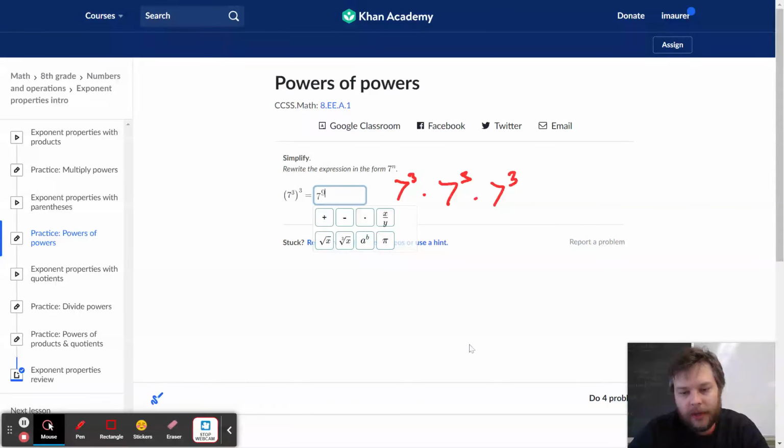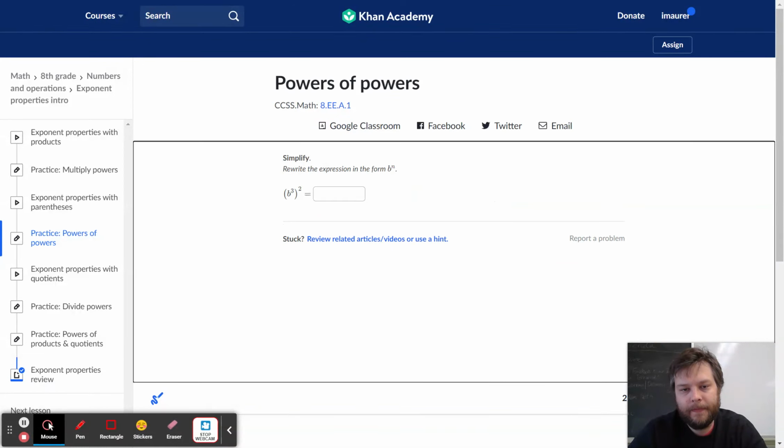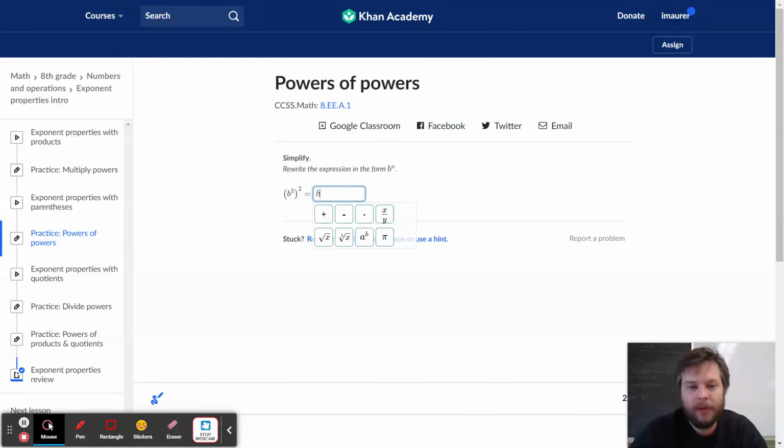You do the exponent by just pressing Shift and 6, and that'll get you your exponent right there. So all I did was 3 times 3. On this next one, I just need to do 3 times 2.